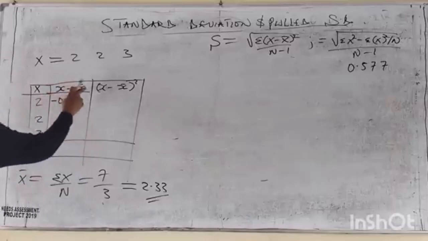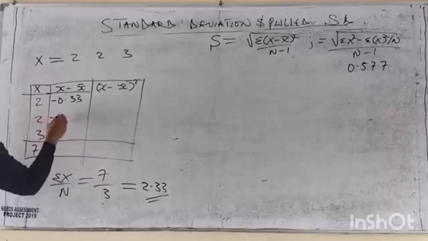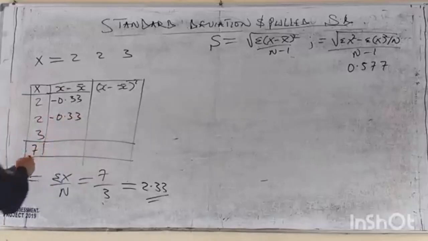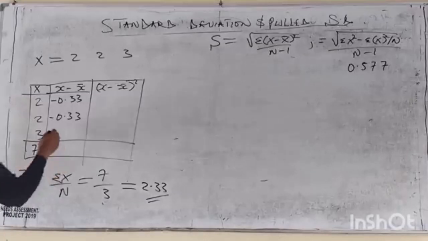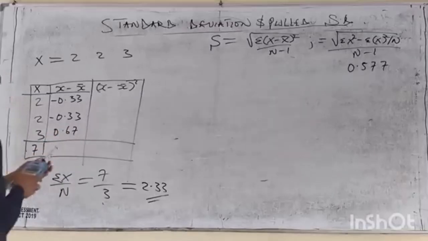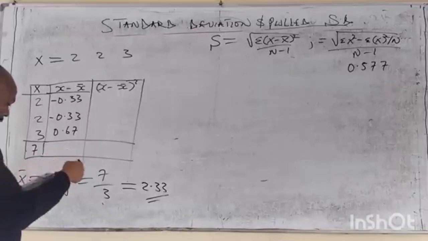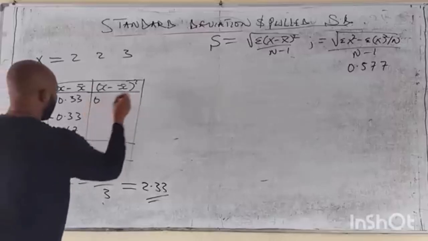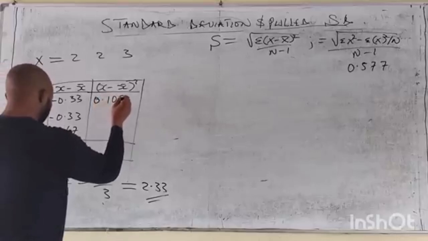Remember, the 2.33 is the mean. It says x minus the mean in each case. The same thing goes here, minus 0.33. And the last one is 3 minus 2.33, which is equal to 0.67. Let's square them. Minus 0.33 squared gives us 0.1089.